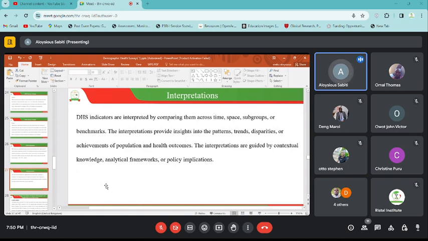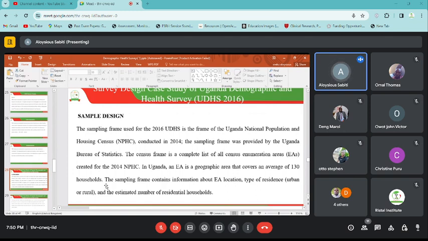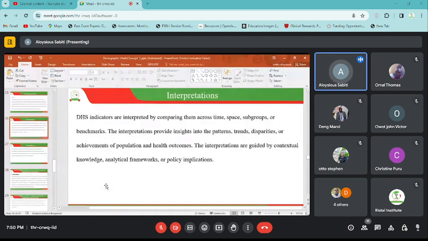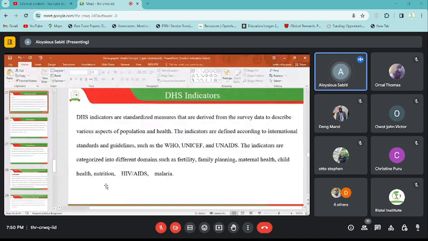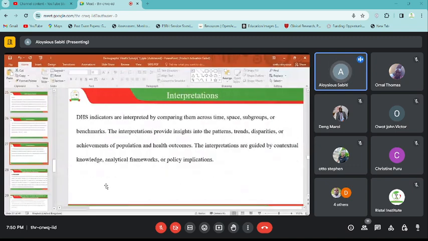The interpretation provides insights into the pattern, trends, disparities, or the achievements of population and health outcomes. The interpretations are guided by contextual knowledge, analytical frameworks, or policy implications. And that is what we call the DHS survey design. And that is what I wanted us to look at today.